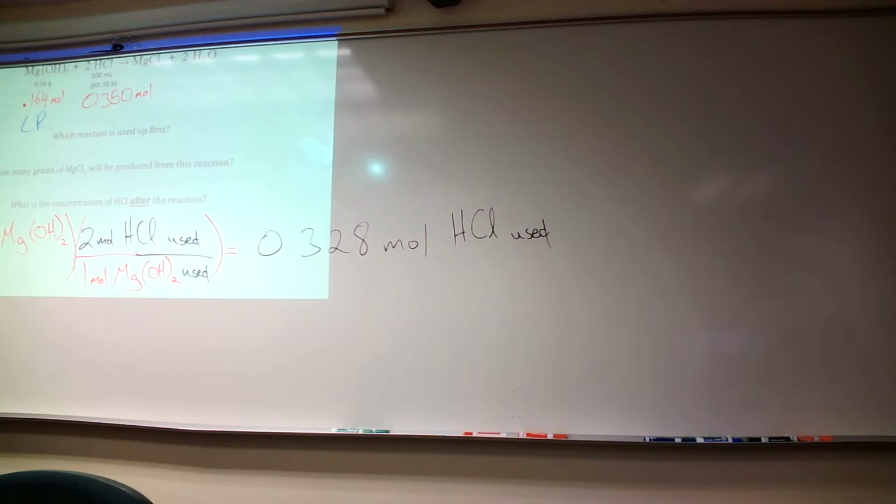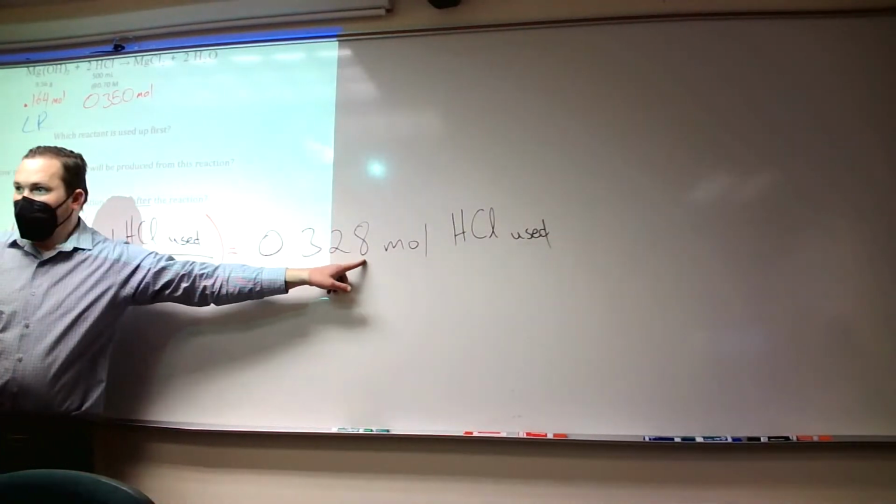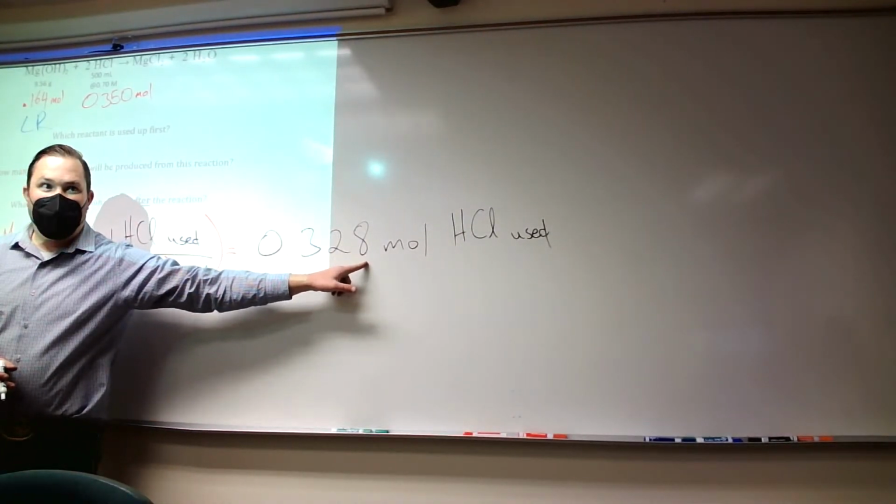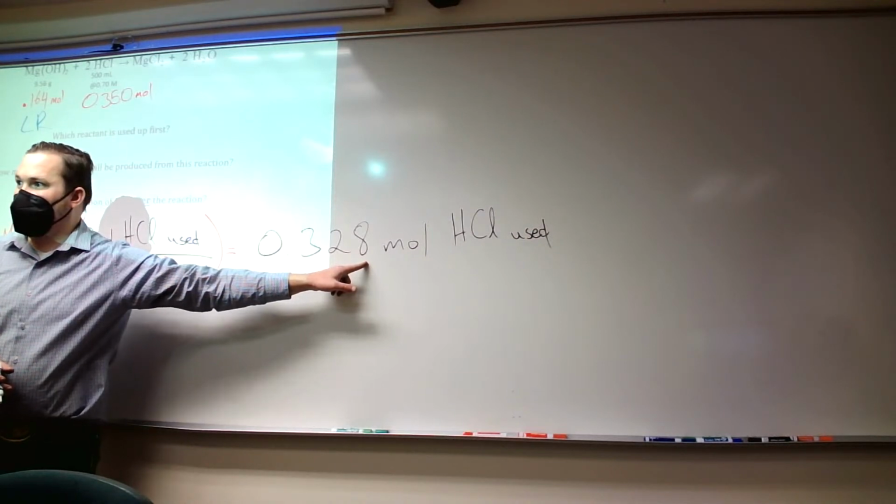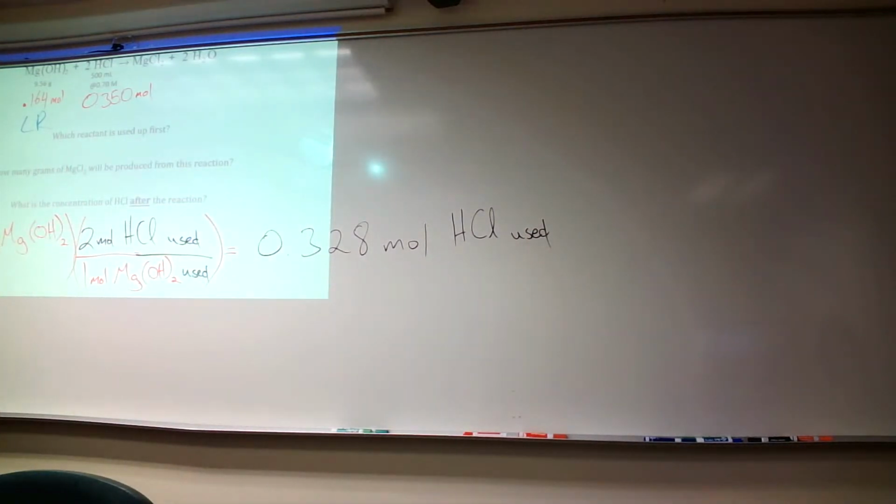So our moles of HCl final is 0.022. We lose a sig fig because when we're doing subtraction, we have to keep our digits the same, keep our uncertainty in the same place. And that's moles of HCl left, or excess, or however you want to describe it.